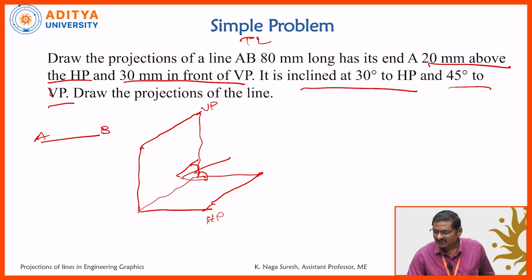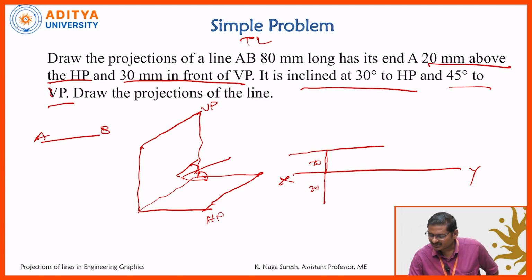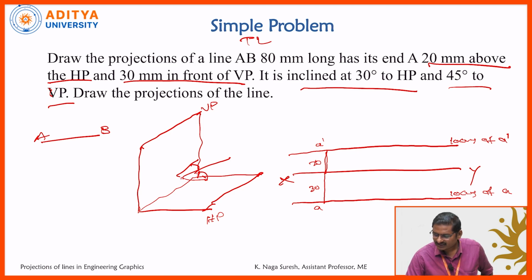First we take the reference line, that is xy. We need to draw the true length first. End A is 20 mm above HP, so take one line: this is the projection line, 20 mm above HP and 30 mm in front of VP. This is xy. This is the front view A dash and the top view A. This is the locus of A dash and this is the locus of A. Above the reference line is the front view, below the reference line is the top view. So above the reference line we will place the front view.